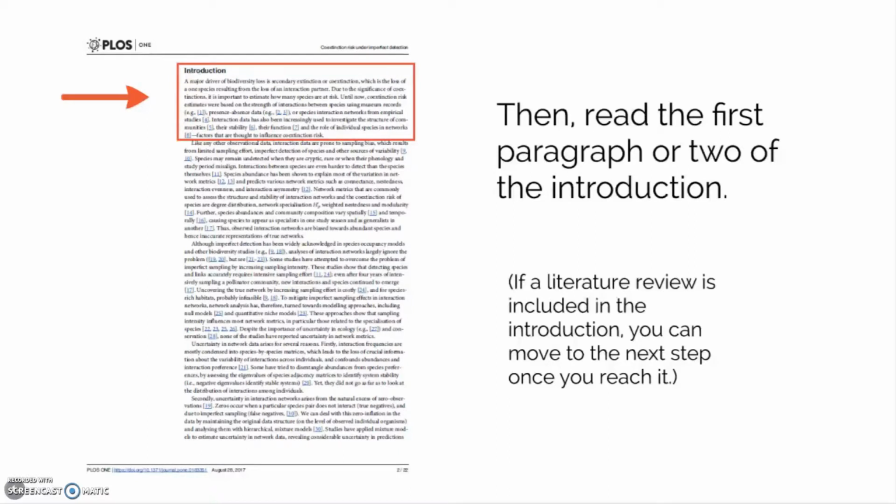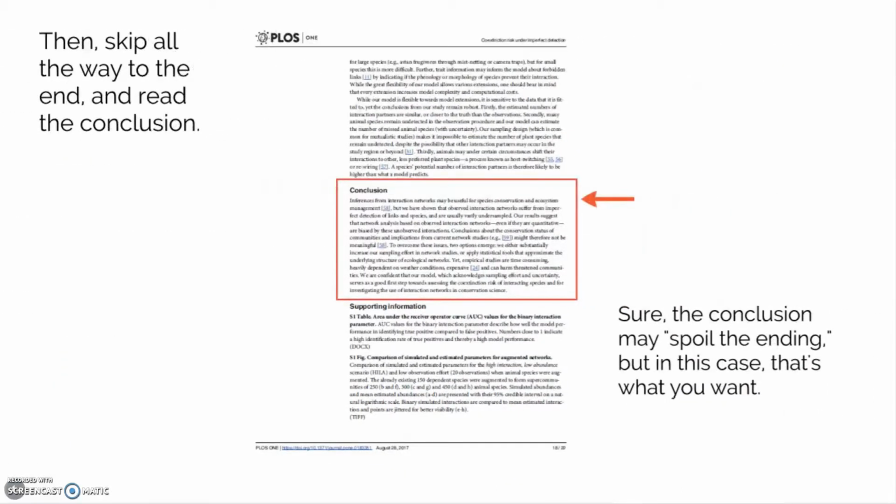Then read the first paragraph or two of the introduction. If a literature review is included in the introduction, you can move on to the next step once you reach it. Then skip all the way to the end and read the conclusion. Sure, the conclusion may spoil the ending, but in this case, that's what you want.